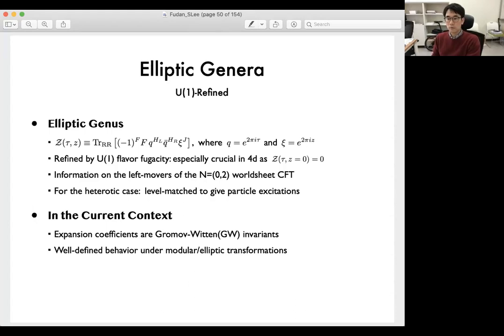Therefore, heterotic elliptic genus will provide a certain information about the EFT spectrum, which will play a very crucial role later in part two, but that will be for later. Let me add a couple more important properties related to our current F-theory geometry. Firstly, expansion coefficients of a four-dimensional elliptic genus are interpretable as certain Gromov-Witten invariants on the elliptic total space Y4. And secondly, a well-defined behavior is expected under modular slash elliptic transformations, at least naively. So what exactly do I mean by these properties, and where do they come from?